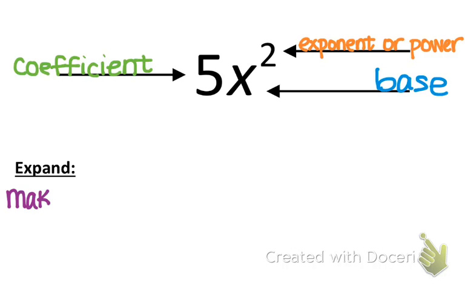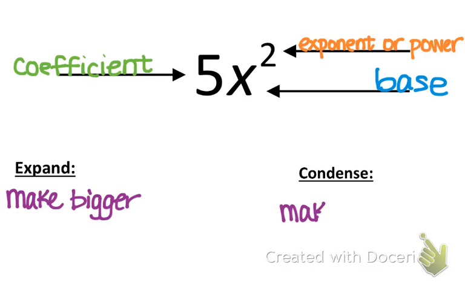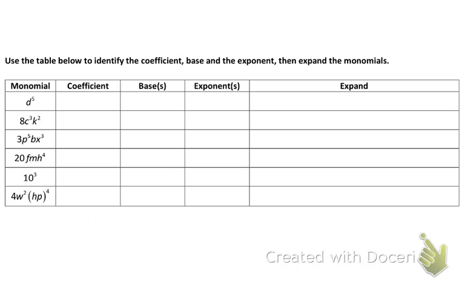We are going to practice expanding monomials, and when we expand monomials, we're going to be making them bigger. We'll then work backwards and condense monomials, where we will be making them smaller. In this table, we're going to look at the monomial, identify the coefficient, the base, and the exponent, and then expand the monomial. Our first example, we have d to the 5th power.